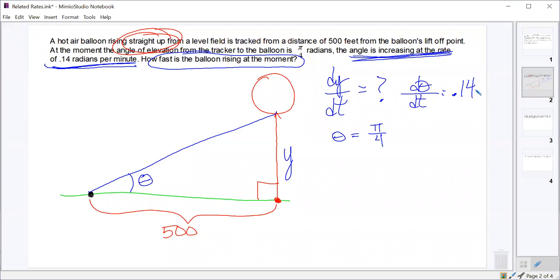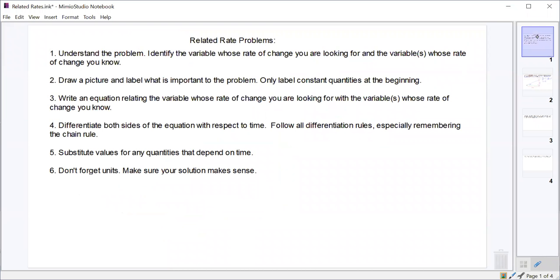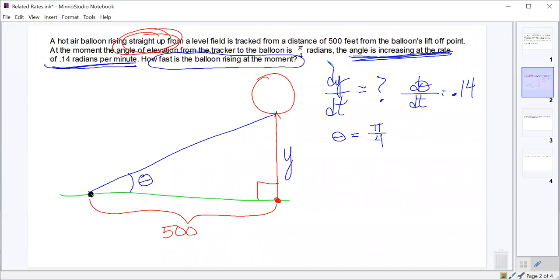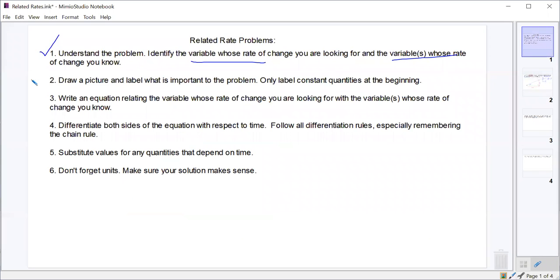Yes. Okay, so now I want to quickly go back here. Have we understood the problem and figured out which variable's rate of change we're looking for, and the variable whose rate of change we know? Yeah, we want to find the rate of change of y. We know the rate of change of theta. So we've done step one: draw a picture and label it with important stuff. Yep. All right, so we've done steps 1 and 2.